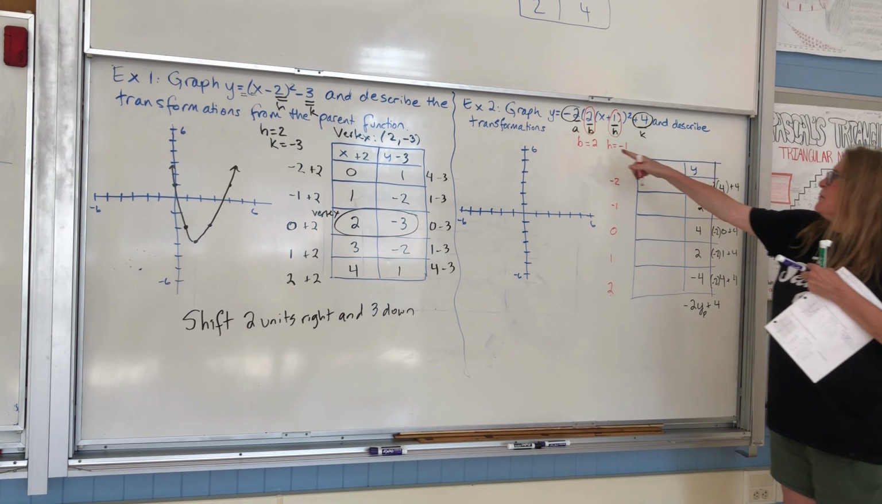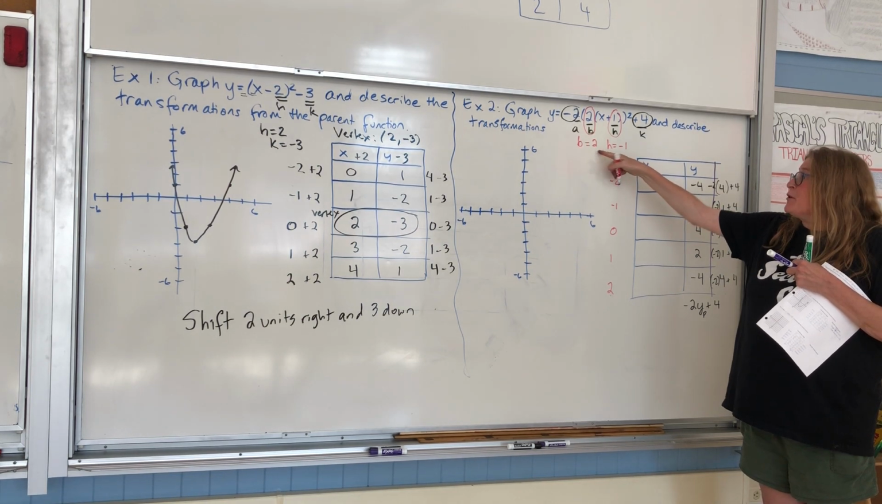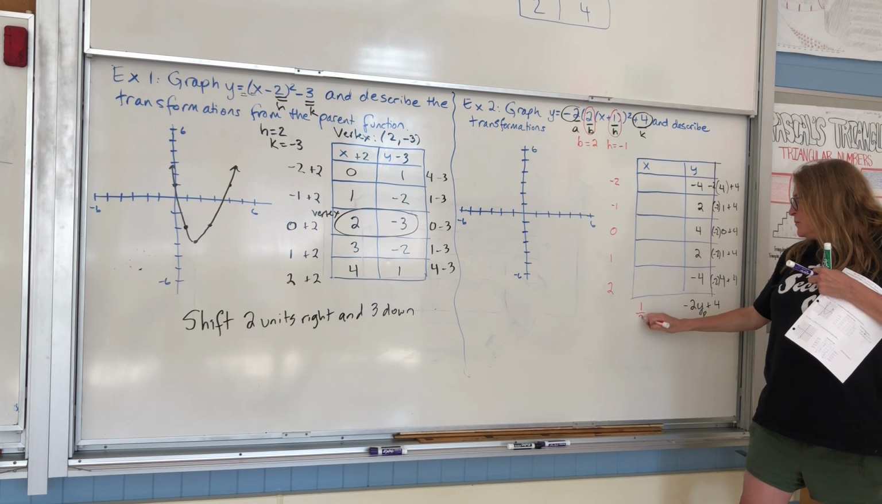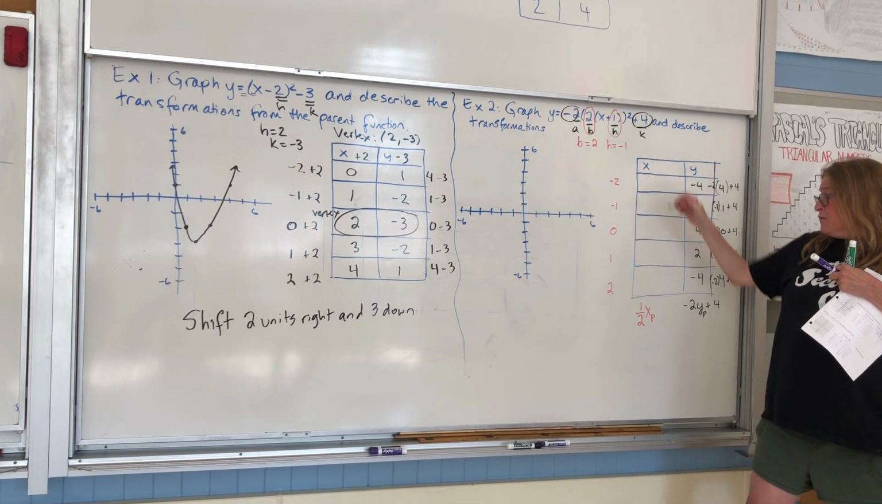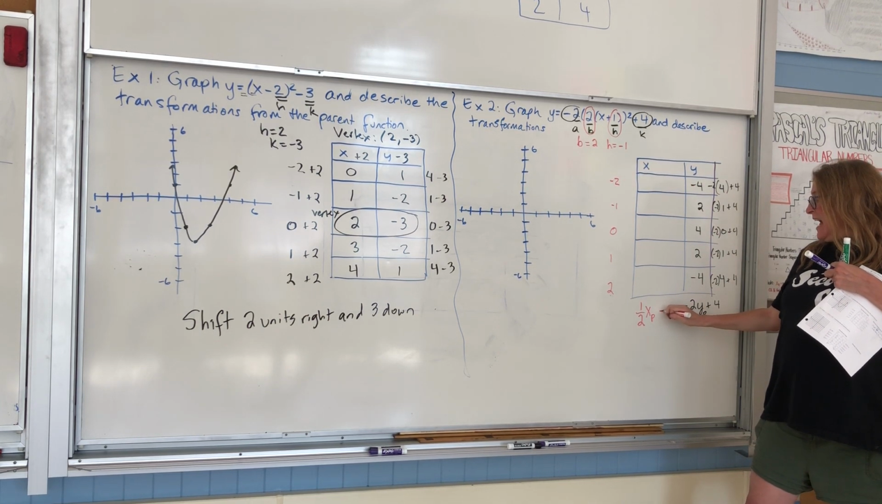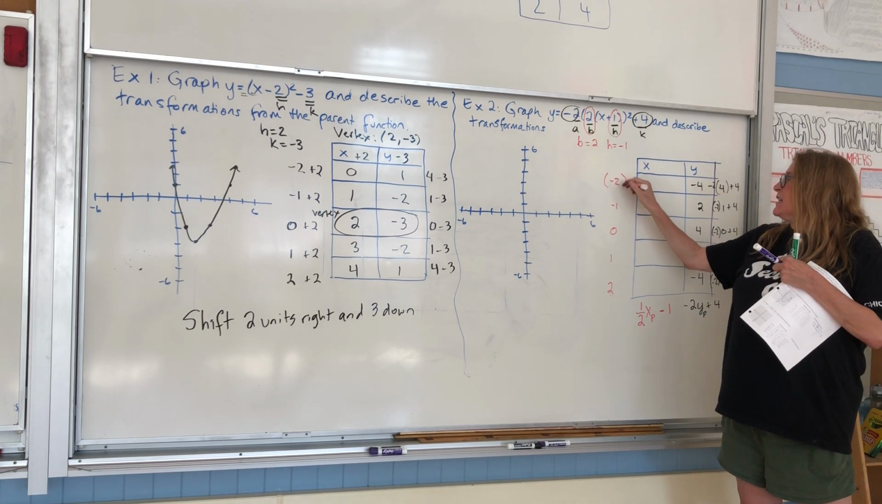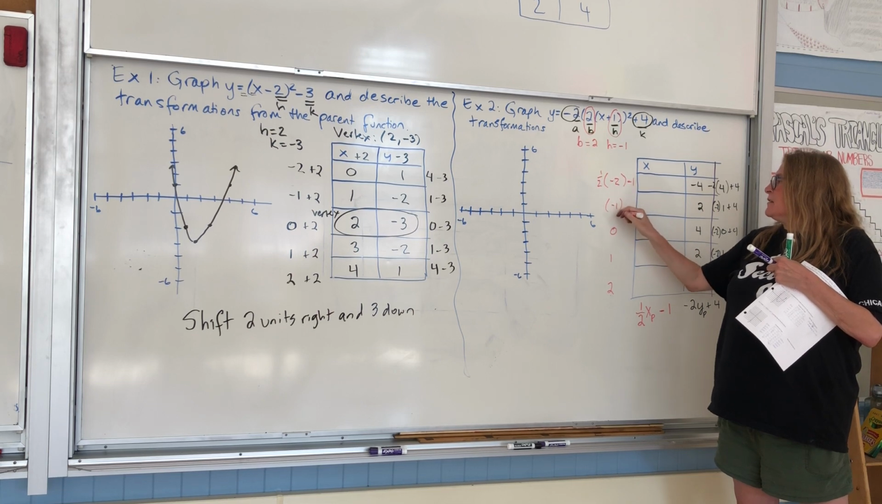Well, it looks like I'm going to be multiplying them not by b, but by the reciprocal of b. So I'm going to be multiplying each of the x parent values by 1/2. And then I'm going to be adding a negative 1. So I'm going to be doing 1/2 x parent minus 1. So let's just write that in here. 1/2 x parent minus 1.